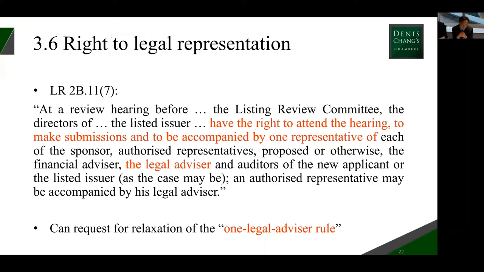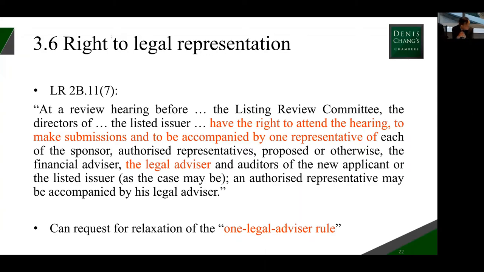So it might be important to bear in mind that the directors are not there alone. The financial advisors are not there alone. They can have the benefit of being represented by legal representatives to address the committee if necessary.